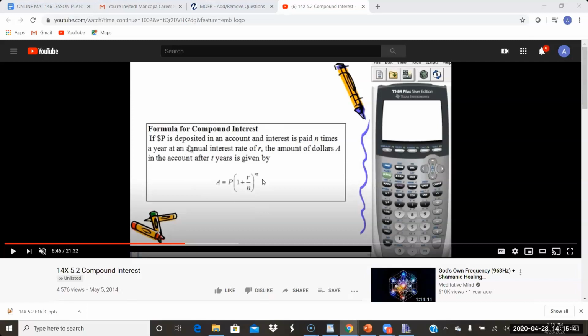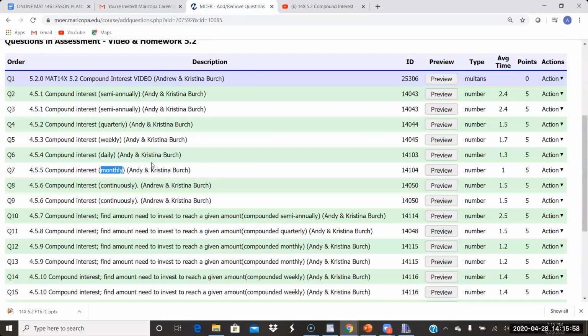Okay, so that will help you with questions 1 through 7, where you're solving for A. You're given P, R, N, and T, and you're solving for A for questions on your homework 1 through 7. Now, question 8's a little bit different. That's going to be compounded continuously. So I have that highlighted for you. 8 and 9 are compounded interest continuously. And that's going to be a different formula.